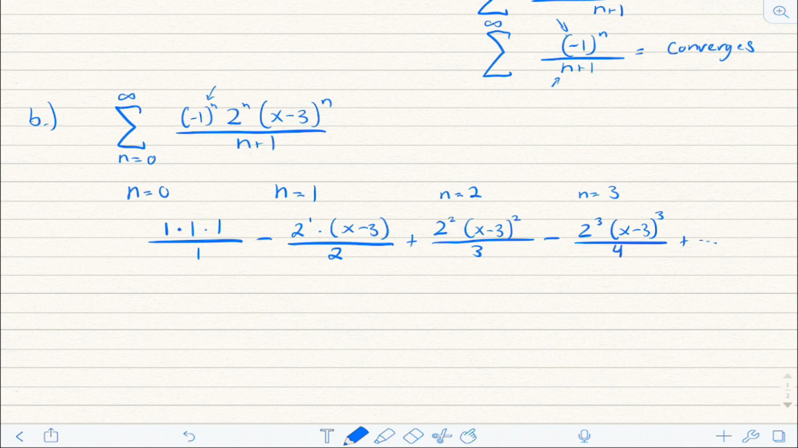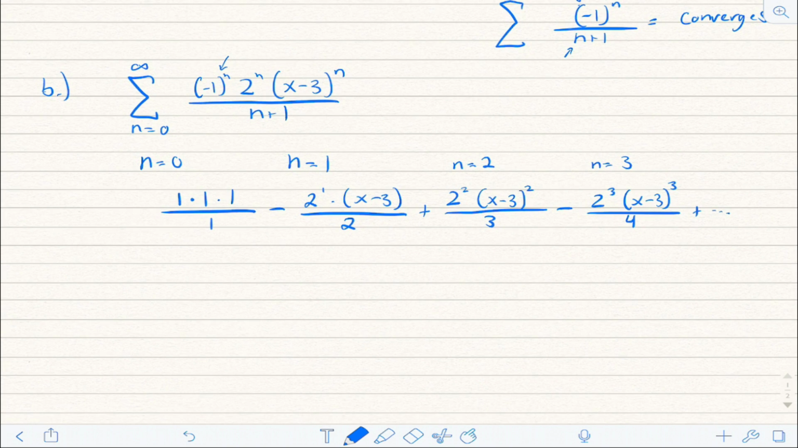Let's clean this up a little bit so that we have some values to help me go along with it. So this is going to be 1 minus x minus 3, plus 4/3 times x minus 3 squared, and then minus 8/4, which is actually just 2, times x minus 3 to the third power, plus dot, dot, dot. So this in a sense is my f of x function.